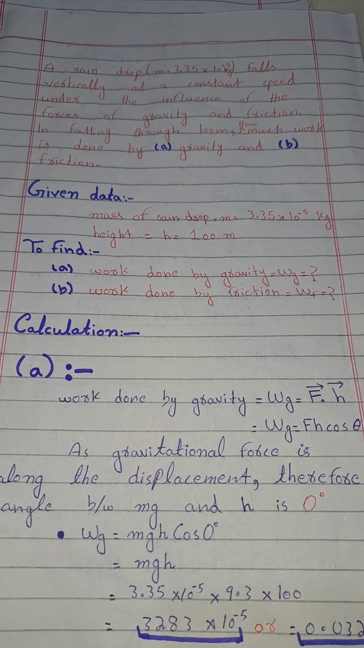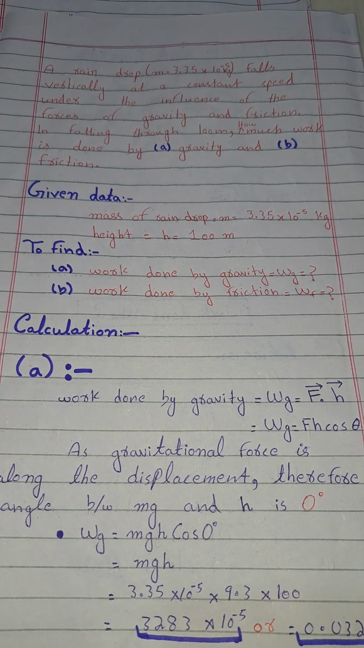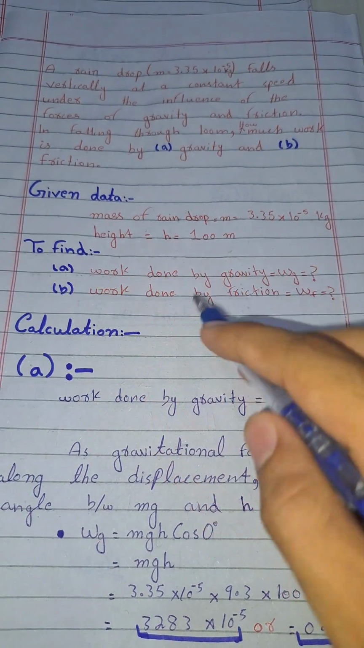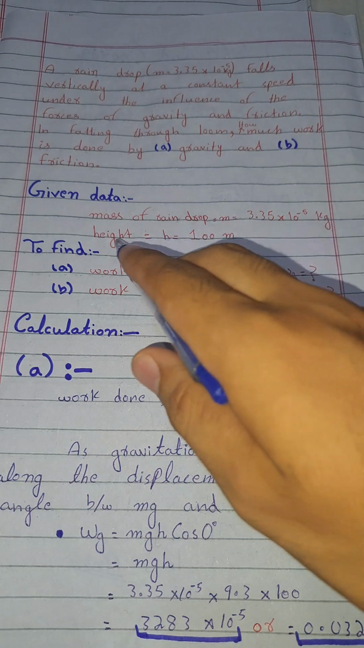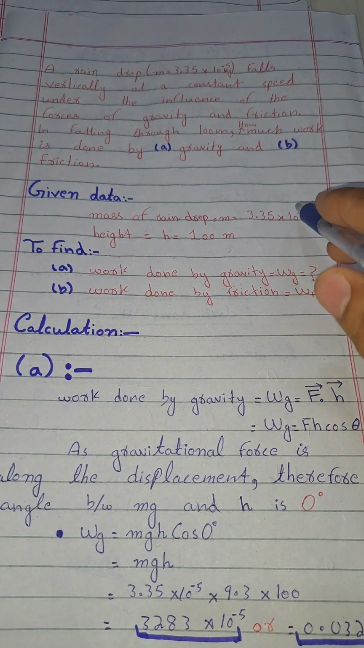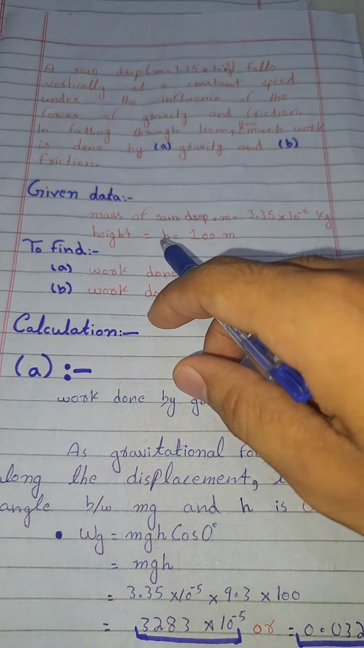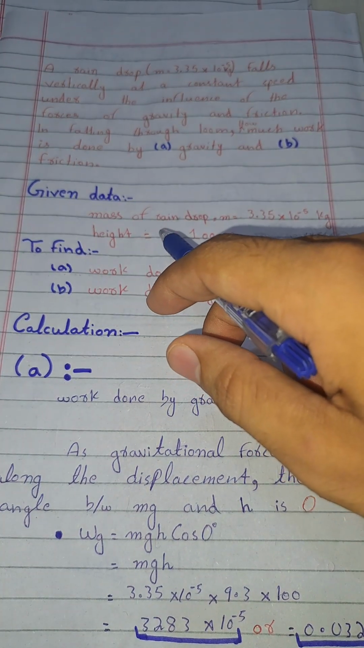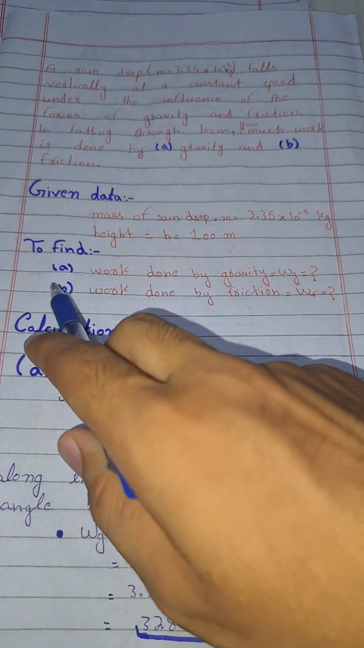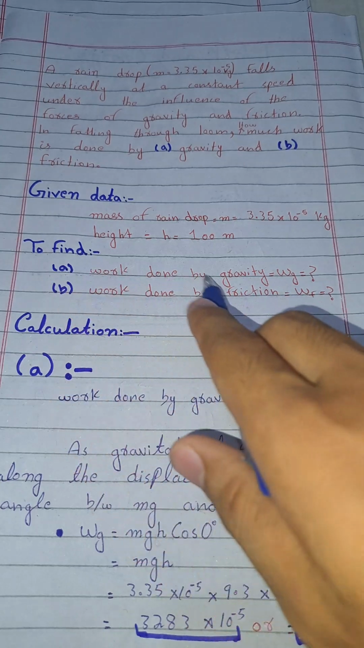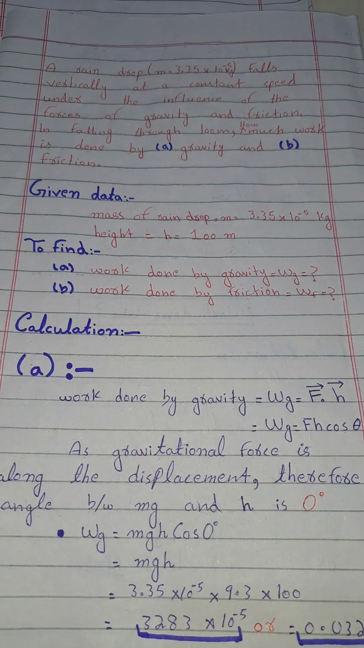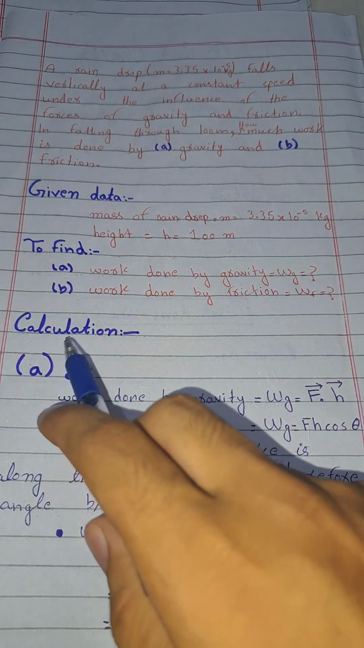First of all, we have to write the given data. Given data is the mass of the drop and the height. Mass is represented by small m and height is represented by h. The value of mass is 3.35 multiplied by 10 to the power 5 kilogram. The height is from where the drop is falling. It is 100 meters. These are the two values we have to find: work done by gravity and work done by friction, meaning frictional work and gravitational work.